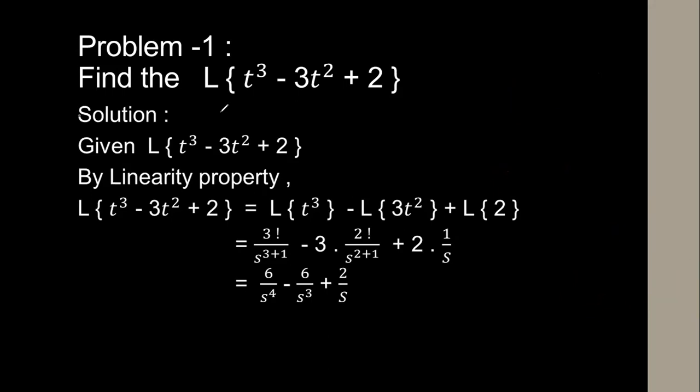Okay, all right. So now find the first problem. Find the Laplace transform of t cube minus 3t square plus 2. Here we have the addition and subtraction of functions. It is nothing but multiple functions. We have two or more functions here, so either one function can be added or subtracted with respect to another.